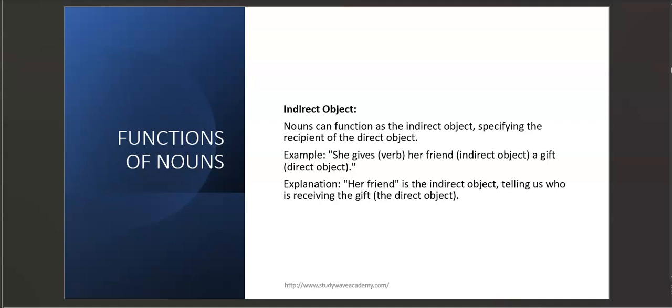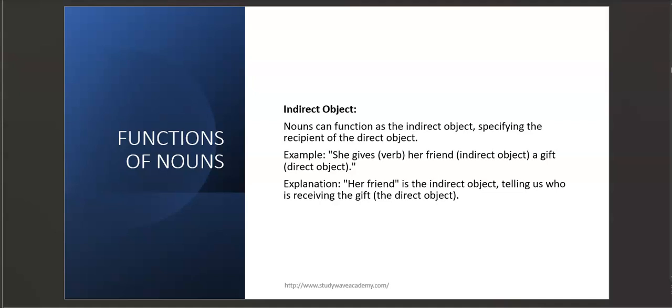Indirect object. So we've looked at direct object. Now we're looking at the other function, indirect object. Nouns can function as the indirect object, specifying the recipient of the direct object. Do you get it? Nouns can act as the indirect object, specifying the recipient of the direct object. Let me give you an example for you to understand even better. She gave her friend a gift.